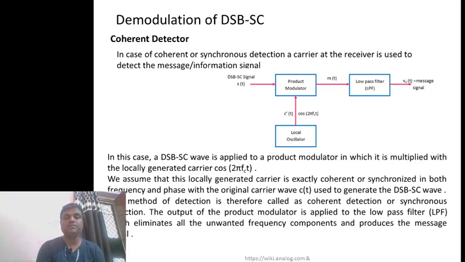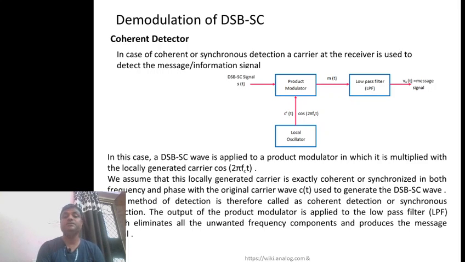So, in the case of demodulation, the first technique is the coherent detector. In coherent or synchronous detection, a carrier at the receiver is used to detect the message/information signal. See this diagram, where we use a product modulator and a local carrier, that is cos omega ct, where omega is 2 pi fc. Both are multiplied in a product modulator, and then the output is passed to a low pass filter. See this block diagram.